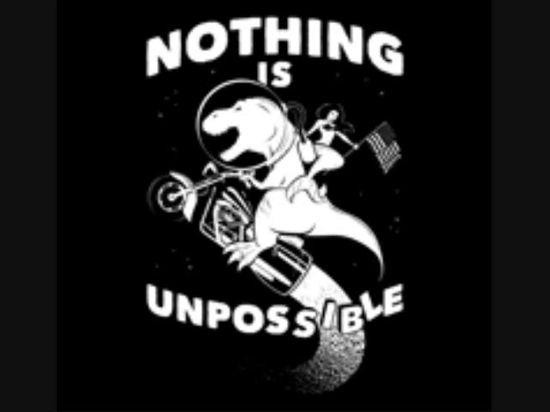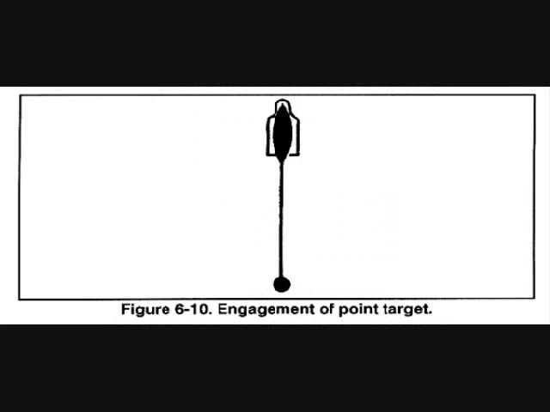Chapter 3, Target Engagement. A. Single automatic rifleman. A1. Point target. When engaging a point target, the automatic rifleman uses fixed fire. If the target moves after the initial burst, the automatic rifleman will adjust fire onto the target by following its movement.